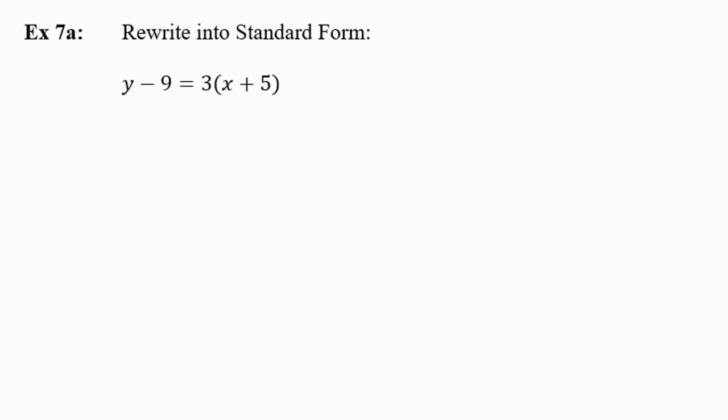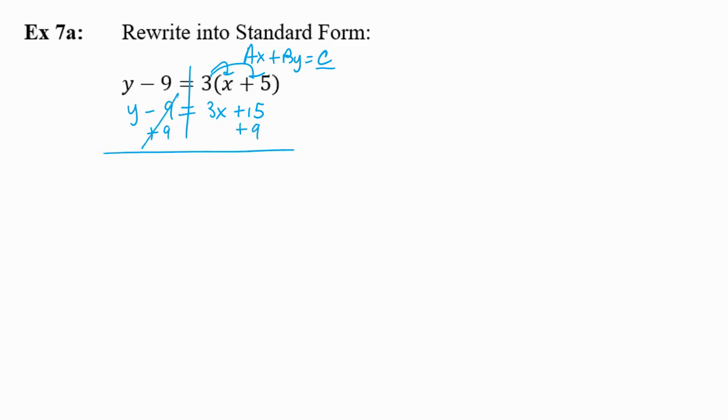Okay. 7a wants it in standard form as well. So that's ax plus by is equal to c. Let's get rid of the distribution first. So we have y minus 9 equals 3 times x is 3x. 3 times a positive 5 is positive 15. We want all the constants c to the right, so I'll get rid of that first. It's minus 9, so I'll add 9. Those cancel, giving me just y equals 3x. 15 plus 9 will give me a positive 24.